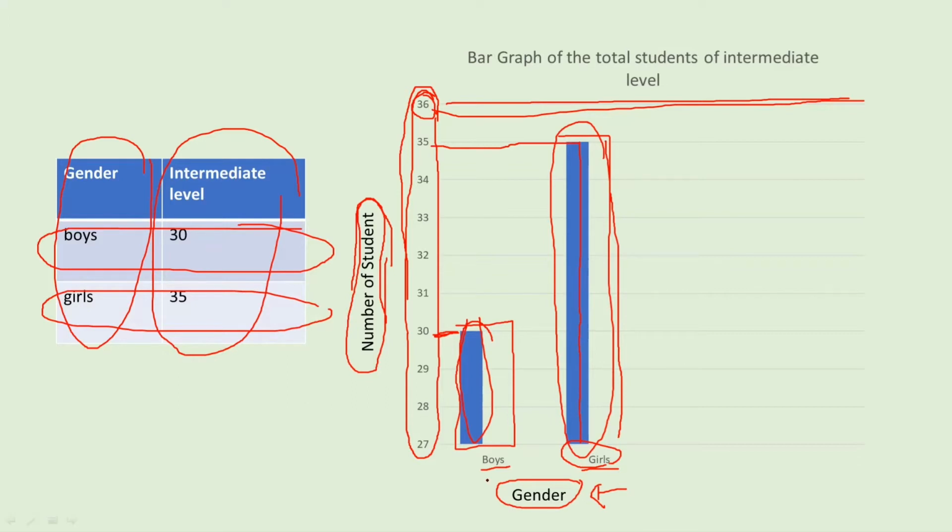Then, yung boys natin is, this bar represent yung ating boys, which is 30. So, meron tayong 30 boys. Saan ba natin nakukuha yung ating data? Dito rin po sa table. Sometimes, yung data natin hindi siya naka-table.